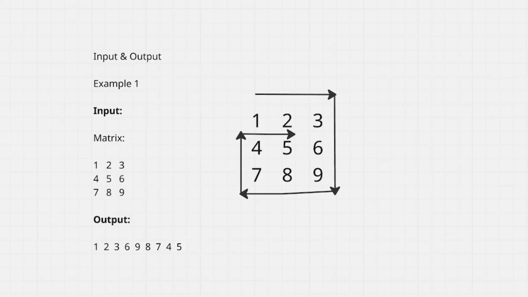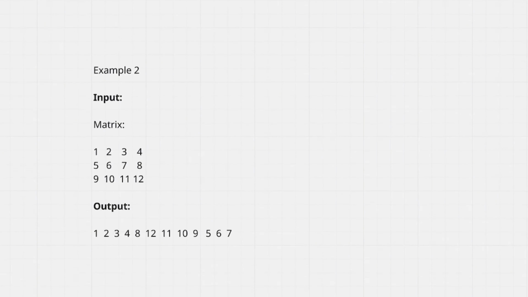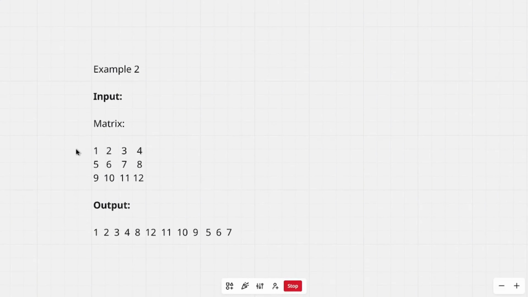So let's see another example. So here we have a 3 into 4 matrix. So if we traverse for this matrix, we'll get 1, 2, 3, 4 and 8, 12, 11, 10, 9, 5, 6, 7. So like this, we are going to traverse like a clockwise.